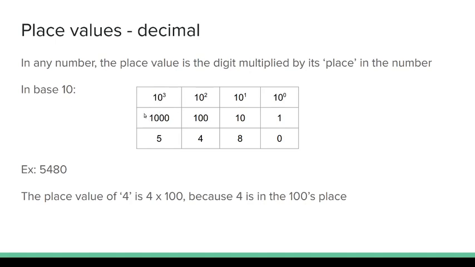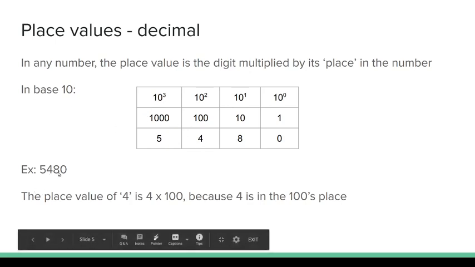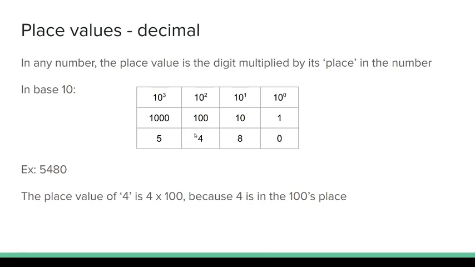which is 1,000. So if we're asked what is the place value of 4 in this number 5,480, we get the place value by multiplying the digit 4 by the value of its place, which is 100, and we get 400.